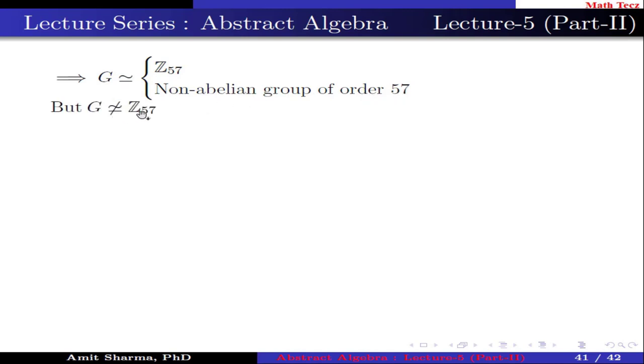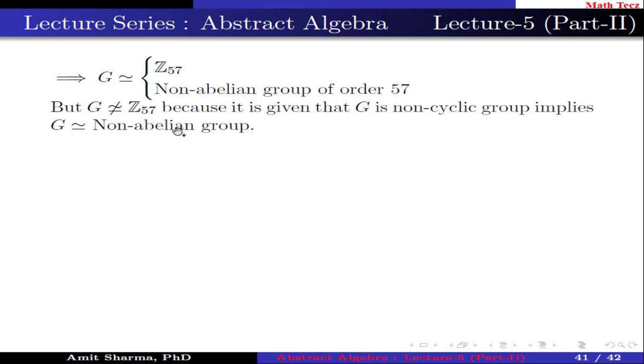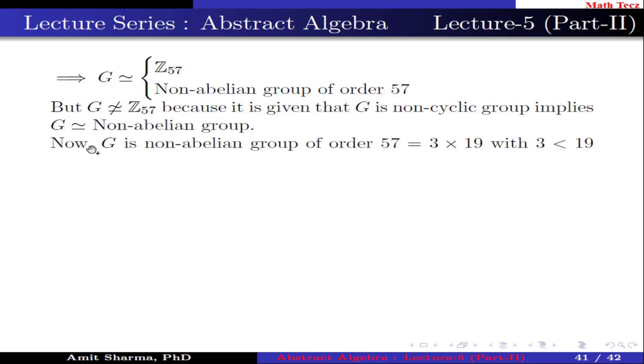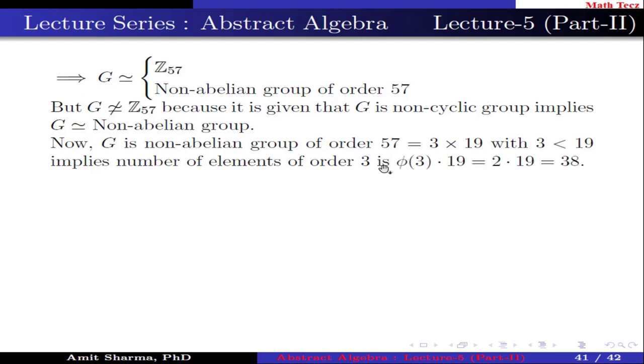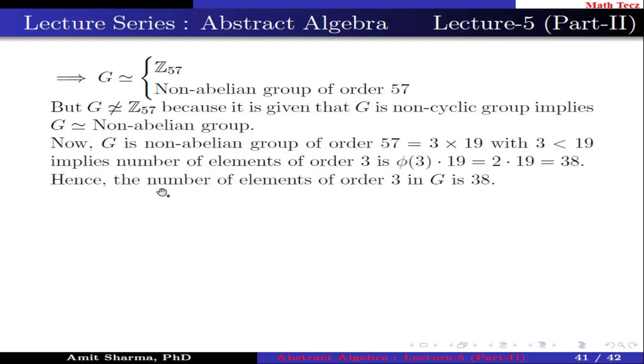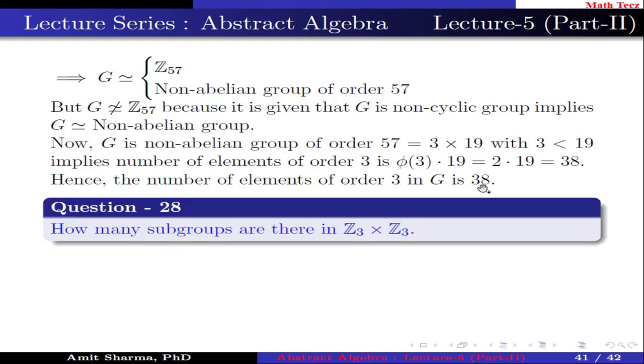But G is not isomorphic to Z57 because it is given that G is a non-cyclic group, implies G is isomorphic to the non-abelian group. Now G is a non-abelian group of order 57, which can be written as 3 into 19 with 3 less than 19, implies the number of elements of order 3 is phi of 3 into 19, which is equal to 38. Hence, the number of elements of order 3 in G is 38.